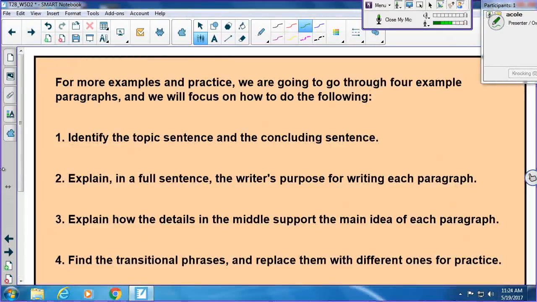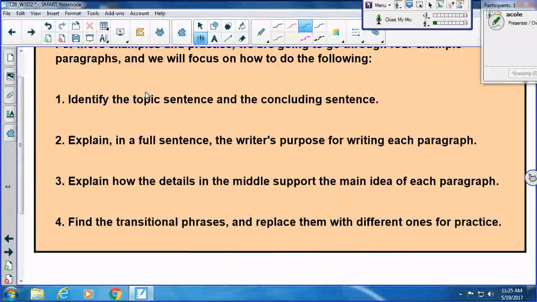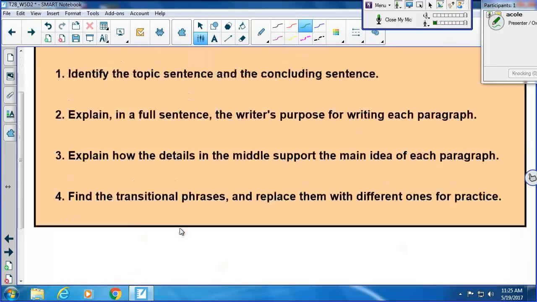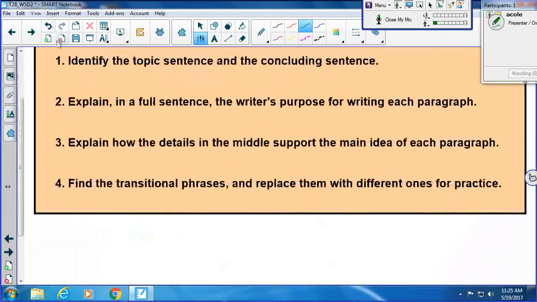Okay, so now we are ready to go through more examples and practice. So this is what these extra examples and practice will focus on. We'll be identifying the topic and concluding sentence in each example, and then we will get to explain in a full sentence the writer's purpose for writing each paragraph. And then we get to explain how the details in the middle support the main idea of each paragraph. And then the last thing will be to find the transitional phrases or transitions and replace them with different ones, because there's lots of different transitions that you can use. So I really wanted to give you lots of examples to help with that.